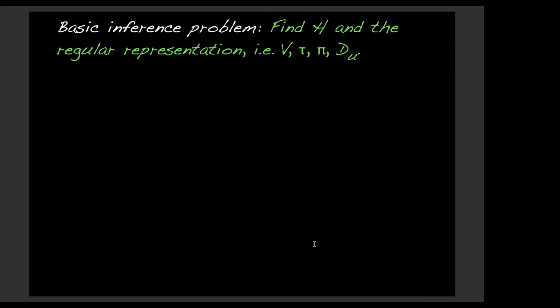So, one reconstruction problem that we could identify that we are still investigating is this inference problem. Given the observation of the process, find a part of the Hankel matrix, not all of it because it's infinite, and in particular find a regular representation, or any quasi-realization. So this vector space V, tau, pi, and the maps d_u.